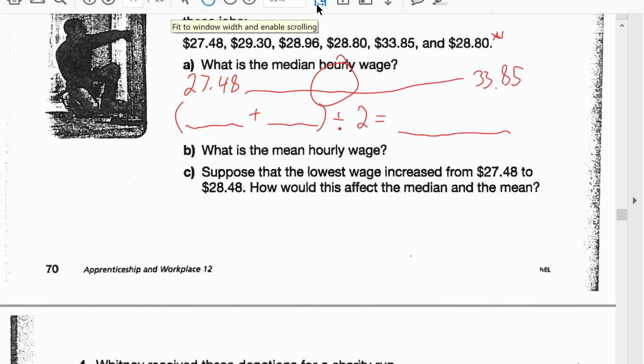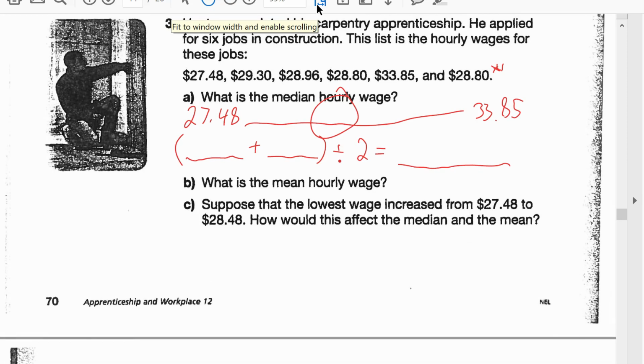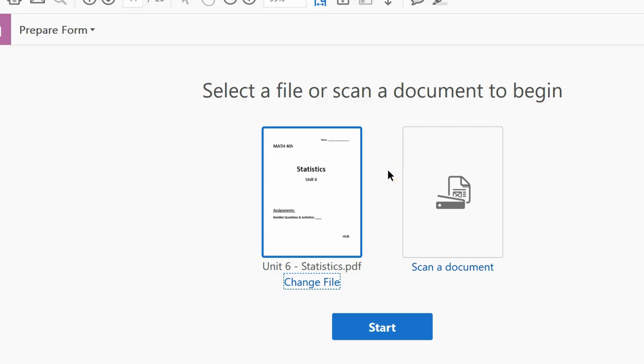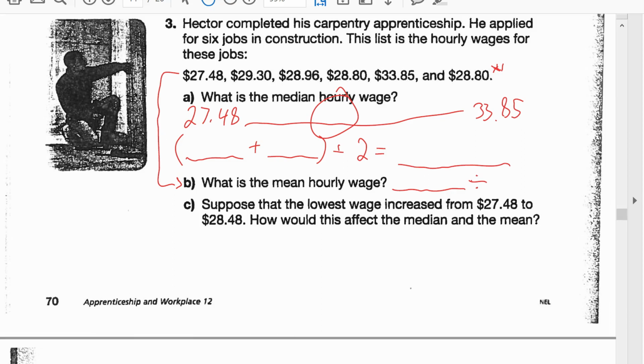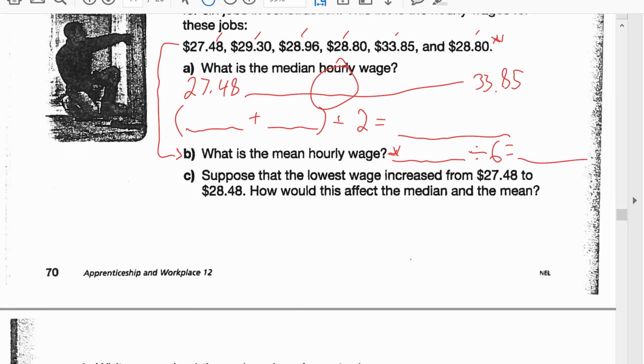What is the mean? The mean would be adding them all. So you just have to take the values, add them all together, and then divide them by how many there are. So add all these and put them right here. And then divide by 1, 2, 3, 4, 5, 6 to get your mean.